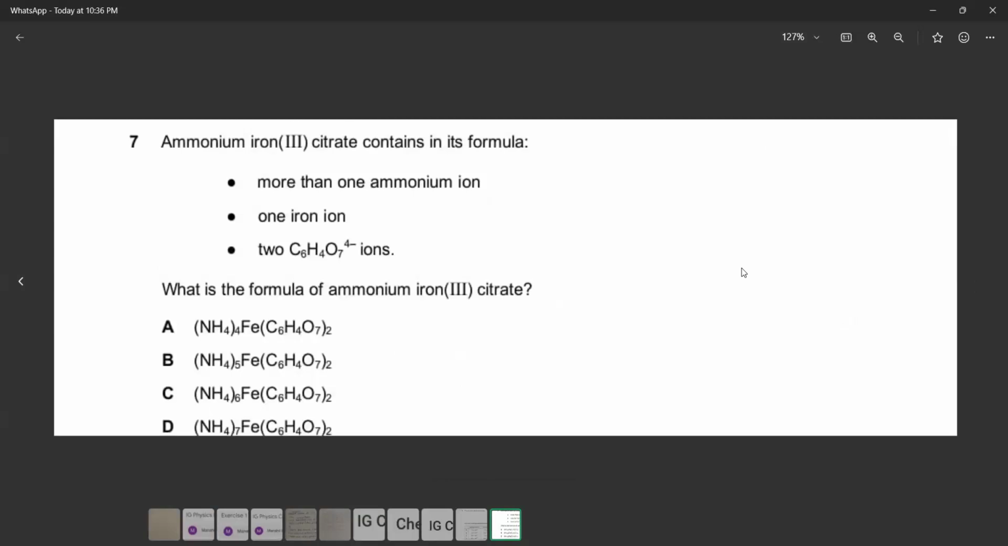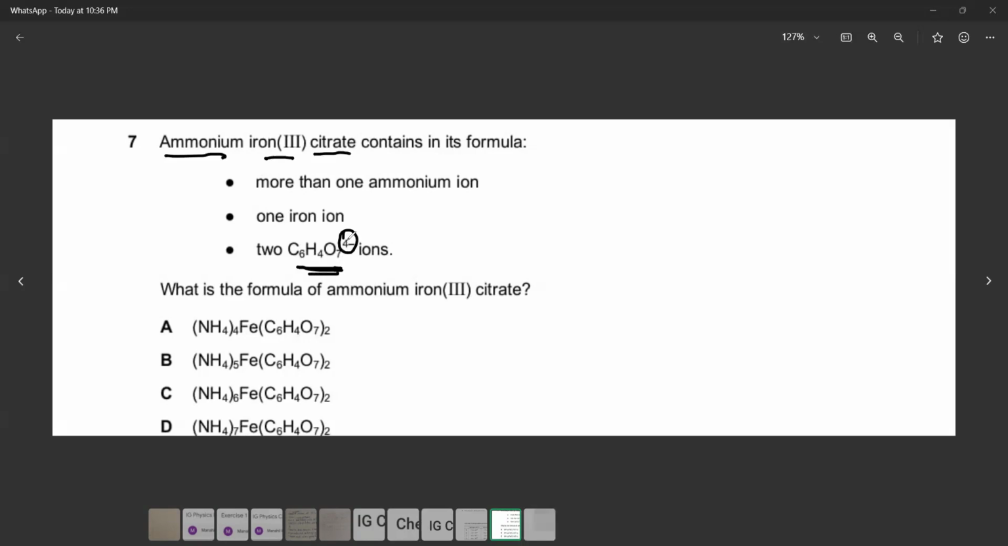Ammonium iron(III) citrate contains in its formula more than one ammonium ion, one iron ion, and 2 C6H5O7. What is the formula? Look, we have two positive ions and one negative ion, a citrate ion with a valency of 4-. What I will do is write a formula for ammonium with citrate and a formula for iron with citrate, and I will simply add them.